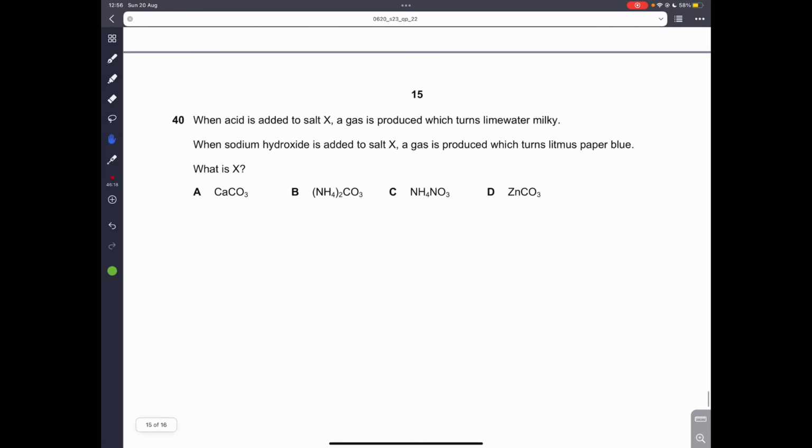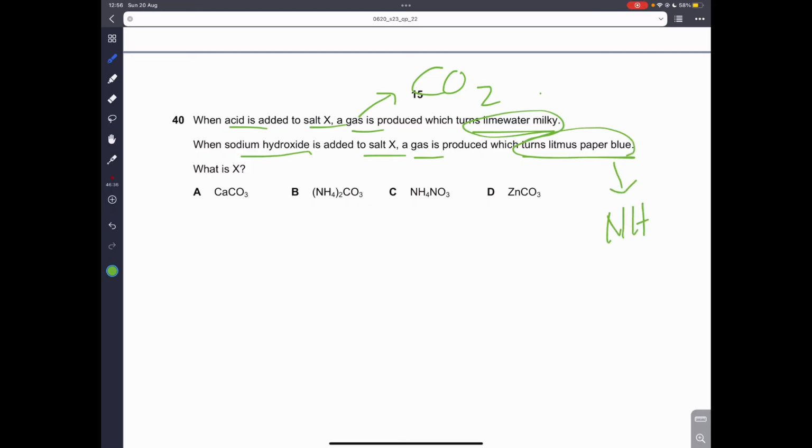Question number 40. When acid is added to a salt, a gas is produced which turns lime water milky. Now this gas is carbon dioxide. When sodium hydroxide is added to salt X, a gas is produced which turns litmus paper blue, and this is ammonia. Ammonia gas is basic and it turns the litmus paper blue.